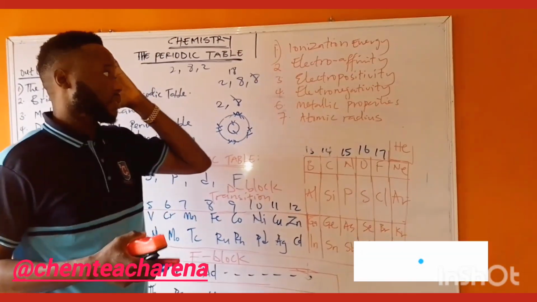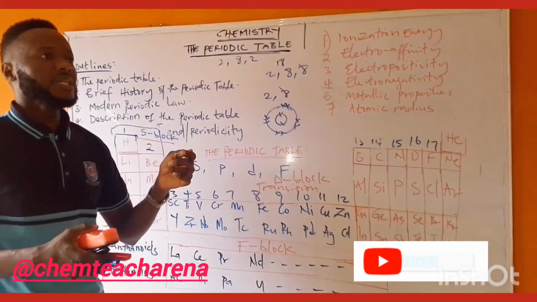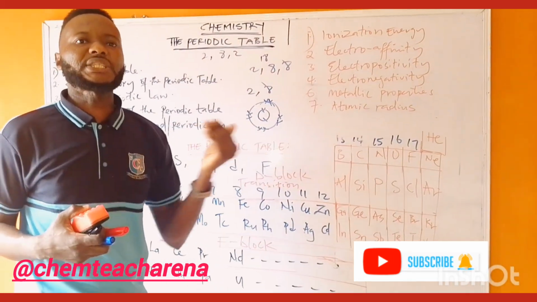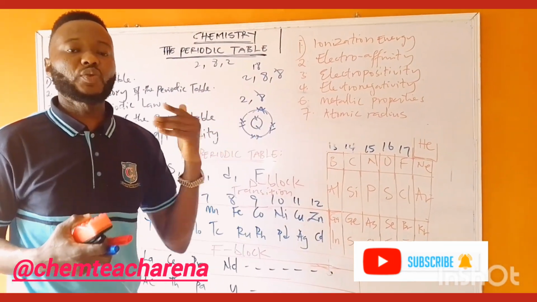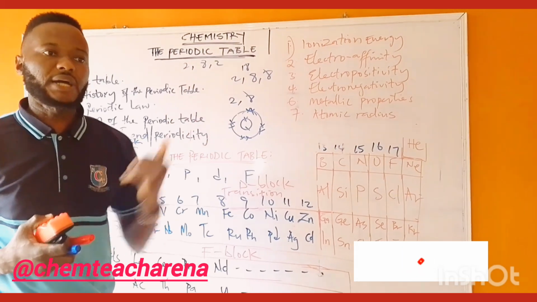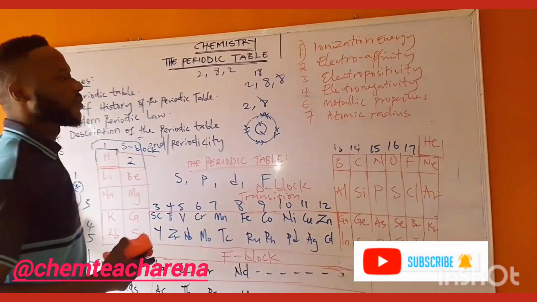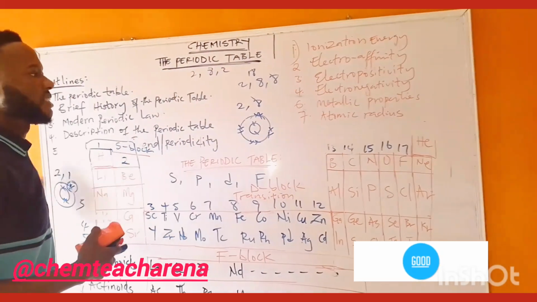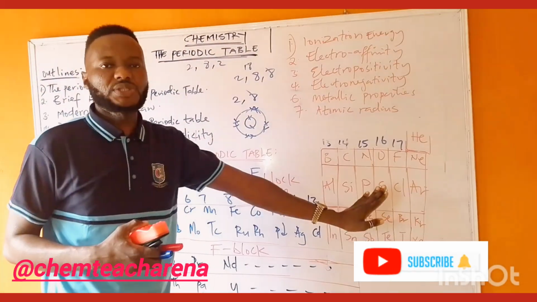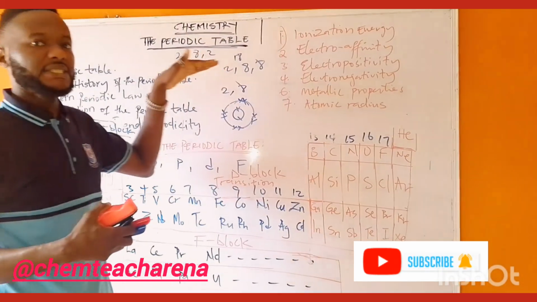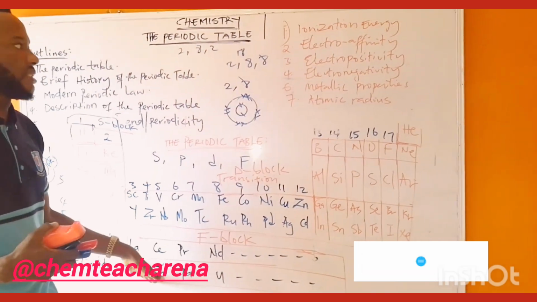Then the other one is electronegativity. Electronegativity is the ability of an atom to attract an electron to itself or to gain an electron from another atom. So electronegativity increases from left to right across the period, that is the periodic trend, and decreases from top to bottom, that is down the group.